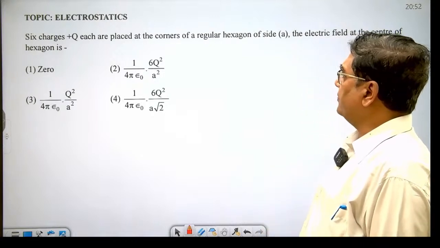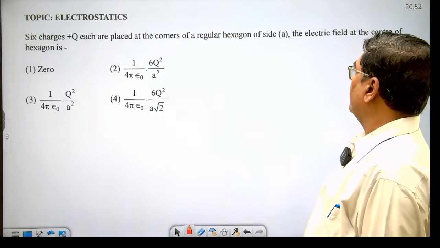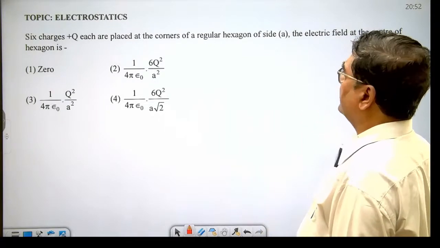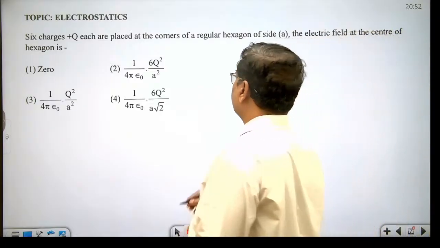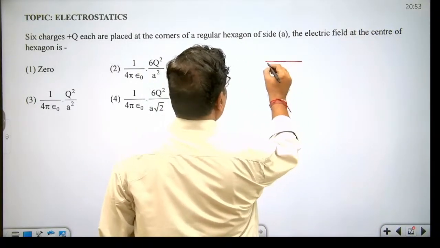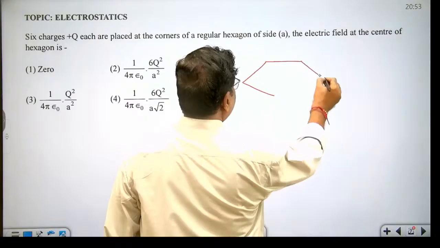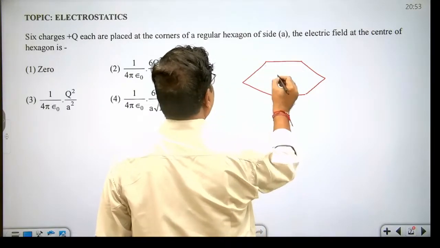Six charges plus Q each are placed at the corners of a regular hexagon of side a. The electric field at the center of the hexagon. This is a general property. In case of a symmetrical charge distribution system, at the center of symmetry, electric field intensity remains 0.